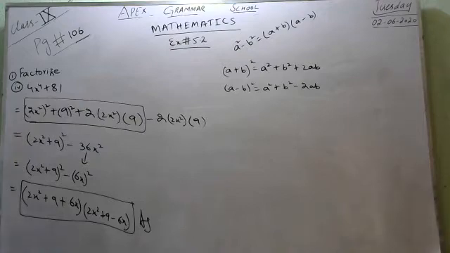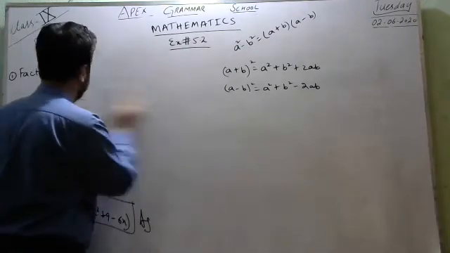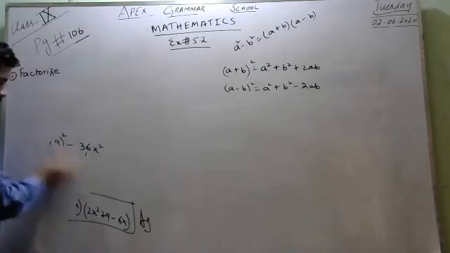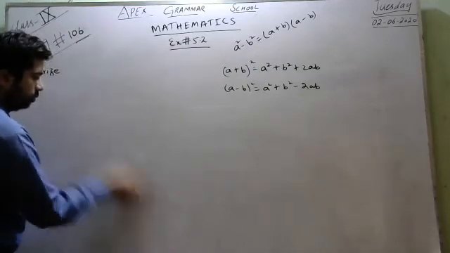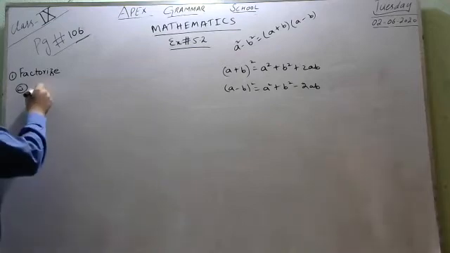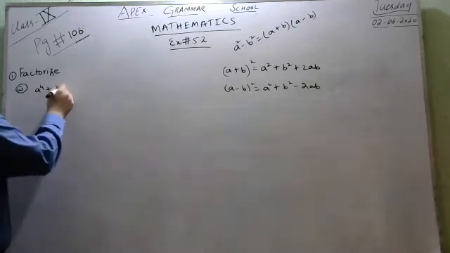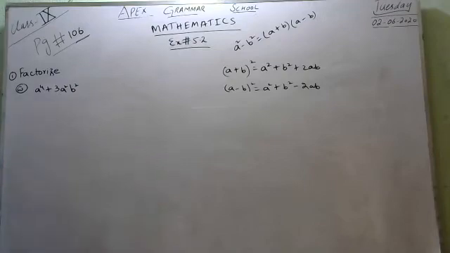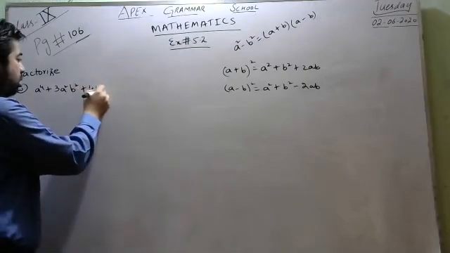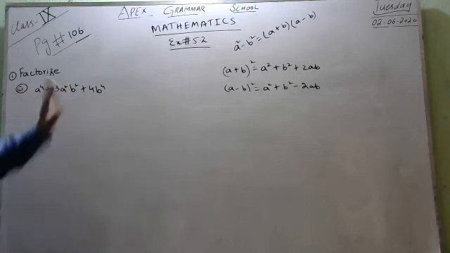Now we will solve part number 3. Part number 3 here is a raised power 4 plus 3a square b square and then plus 4b raised power 4. Okay. Now, first you have to take common. If there is anything common, you can see that there is nothing common here.